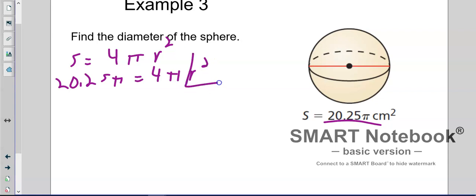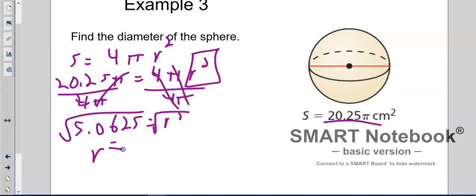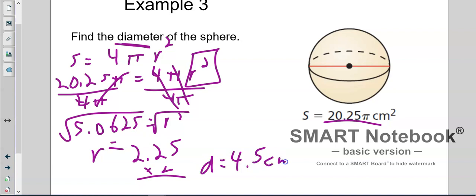All right. Well, we're trying to get this by itself, so we're going to divide both sides by 4 pi. This is a nice thing about when items are put in terms of pi, because then they cancel. So what you're left with is 20.25 divided by 4, which is 5.0625 equals r squared. Okay. Now to find the radius, we just have to square root this number. So radius equals approximately 2.25. That's the radius, but we're trying to find the diameter, so we need to double this. So the diameter equals 4.5 centimeters.